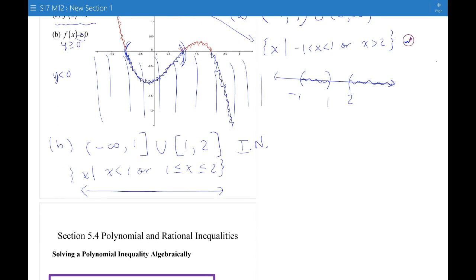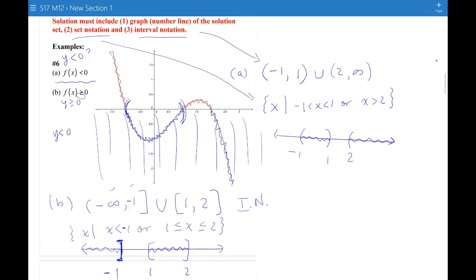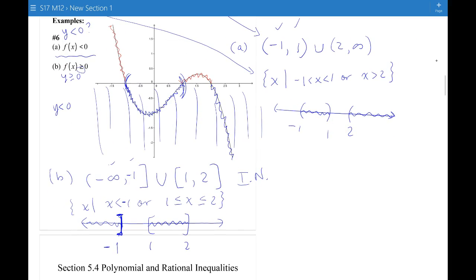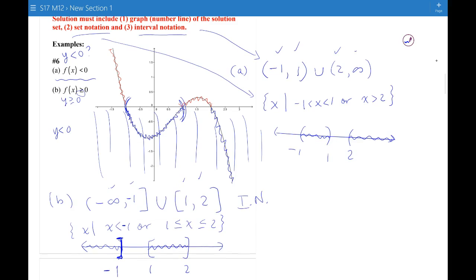And then the graph of the solution set is all the x values smaller than, this should be -1, sorry. So make sure the entire number line is represented somewhere. So we have from -infinity up to -1, then we have from -1 to 1, then we have from 1 to 2, and then we have from 2 to infinity. Okay, we got everything covered.